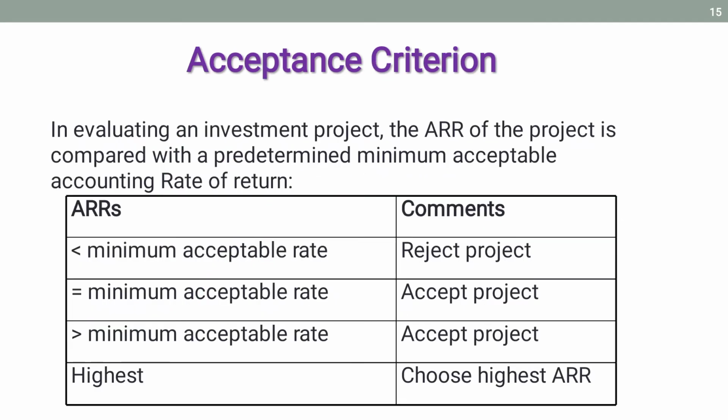Okay, before we move to the example, the acceptance criterion is there, right? In terms of evaluation of the investment, if ARR is less than the minimum acceptable rate, you reject the project. If it is equal, then you can accept the project. If ARR is greater than the minimum rate, again you accept the project, right? The highest ARR should be chosen, right?